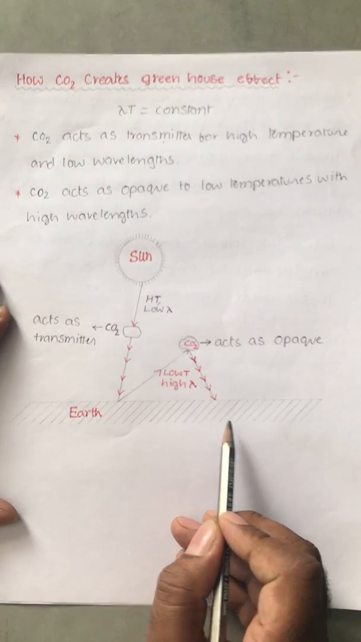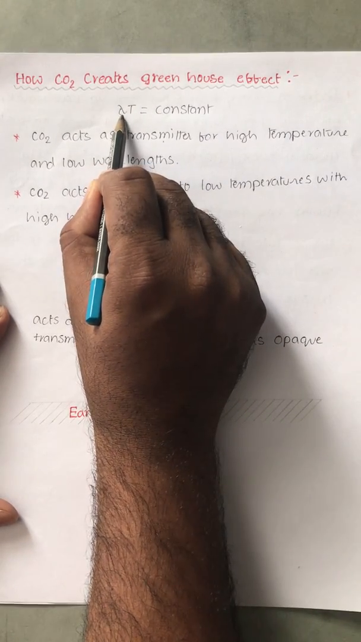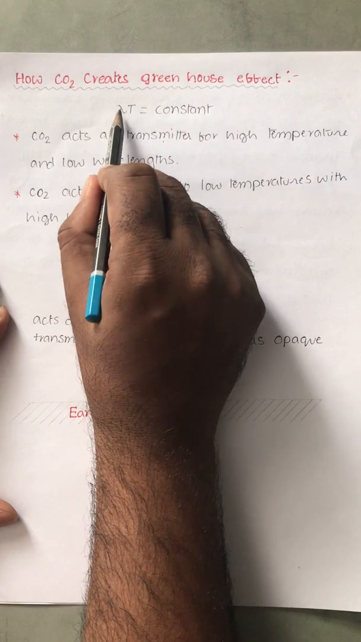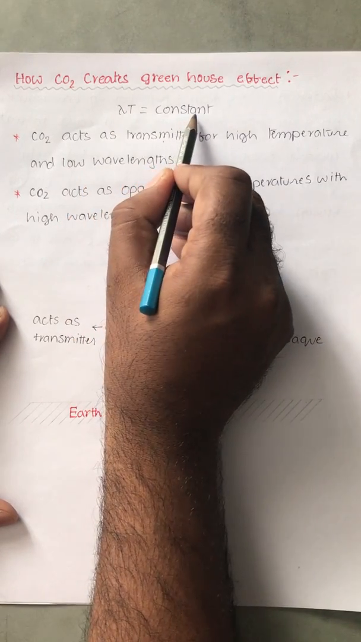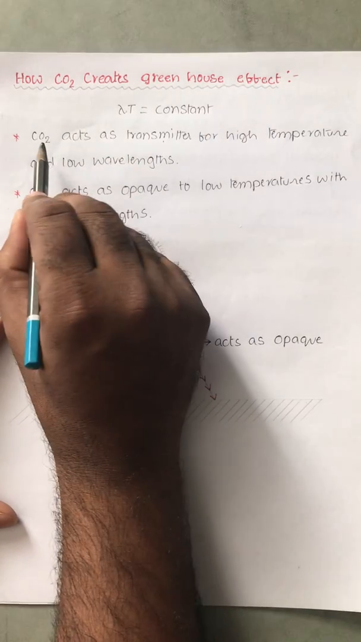That is the point. So lambda times T is a constant. That means if lambda is more, T is less. If T is more, lambda is less. That is the meaning: lambda times T is equal to constant. It is something like PV equal to constant for an isothermal process.